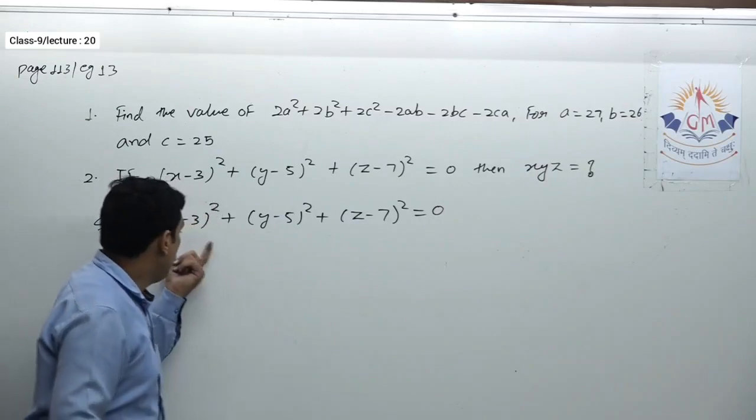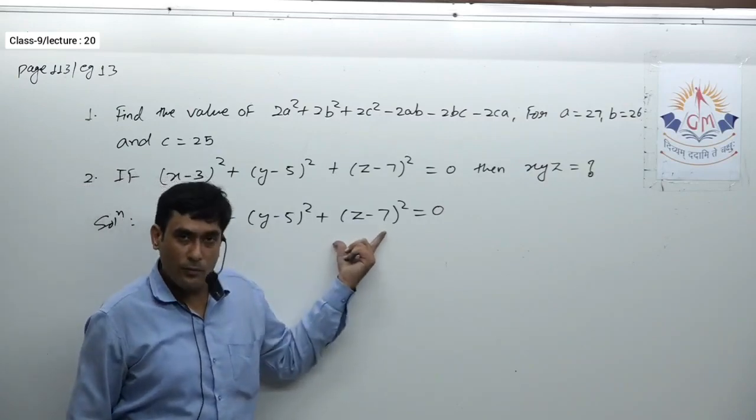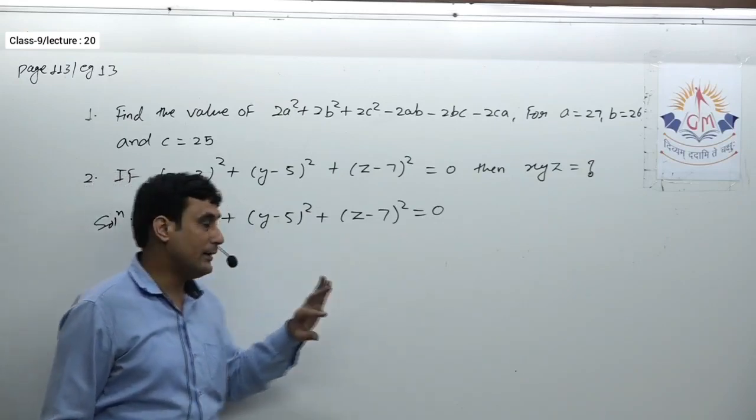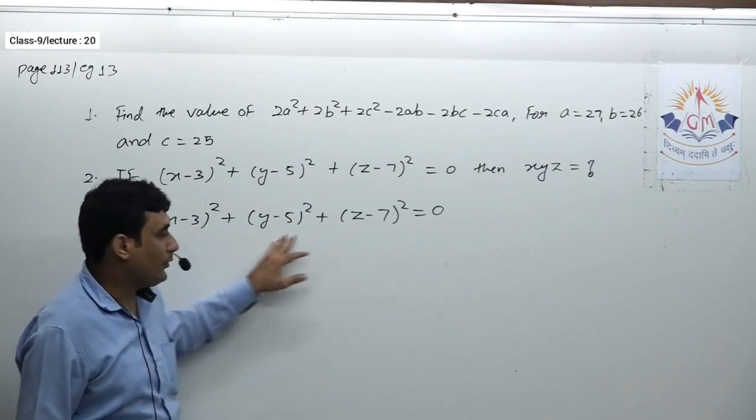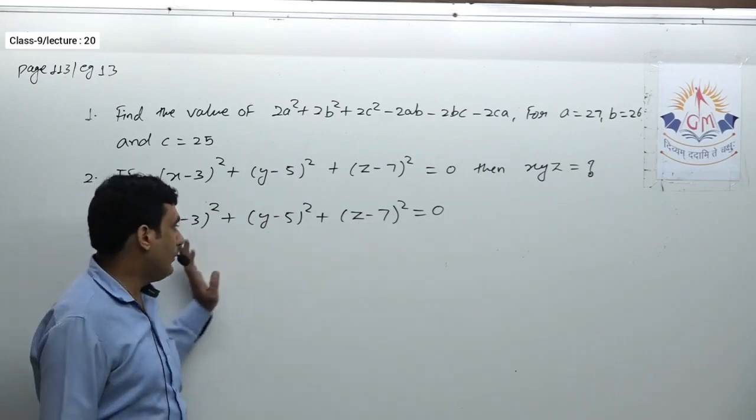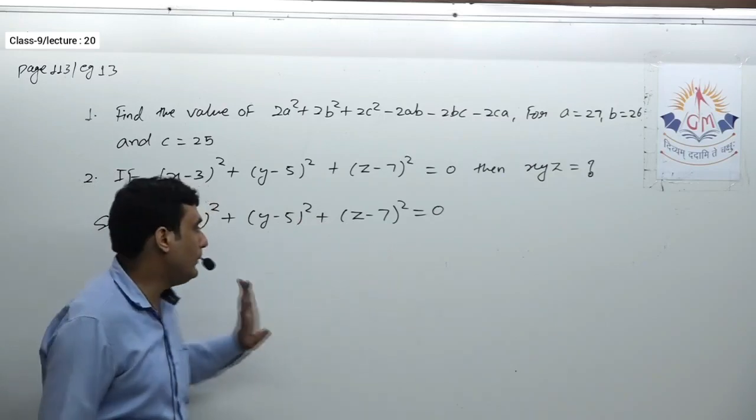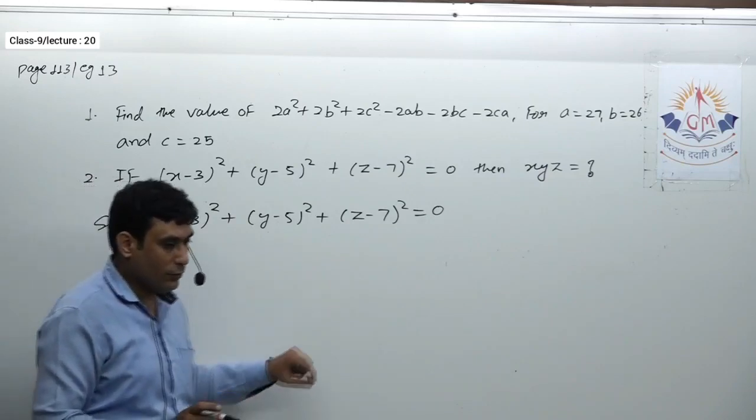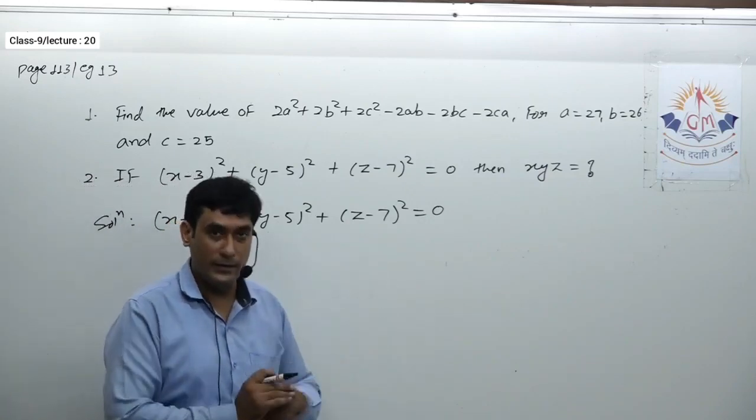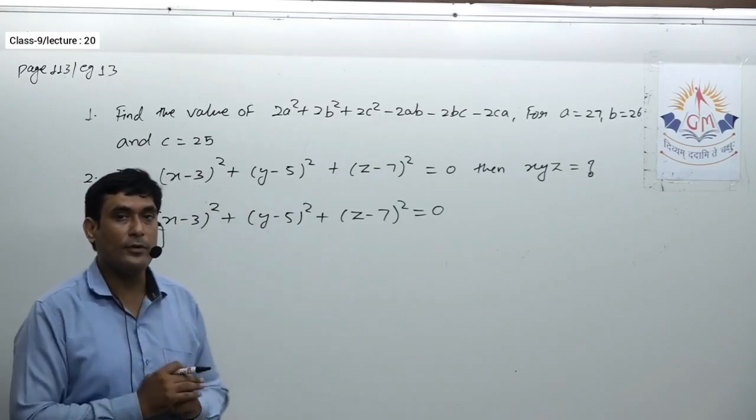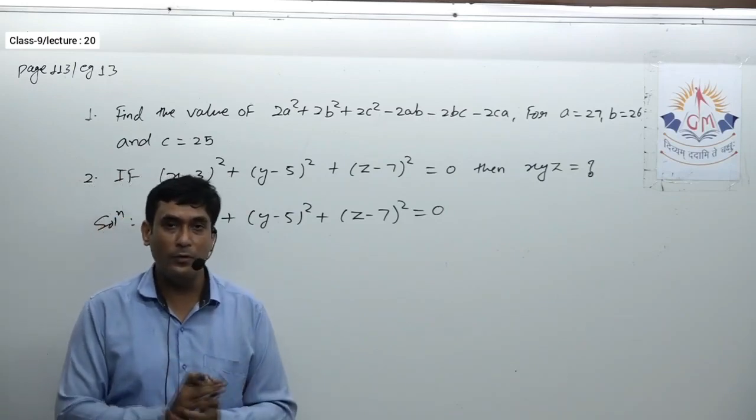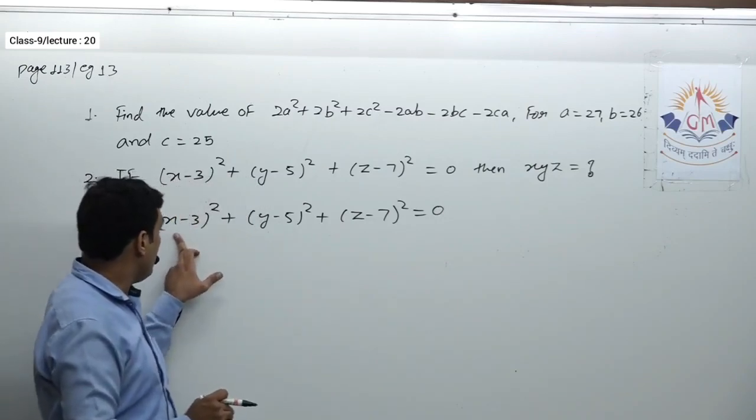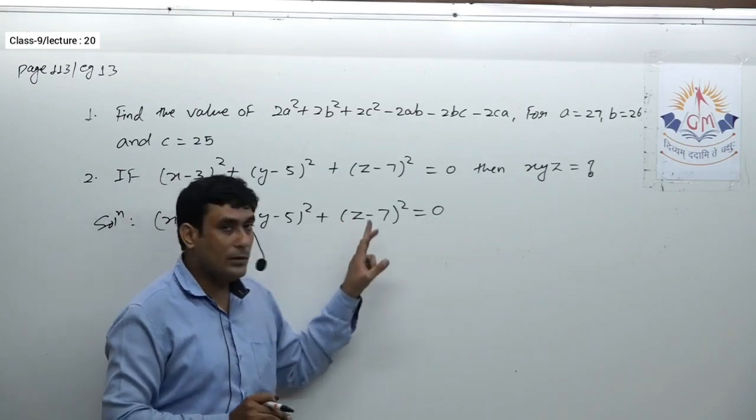Now here this is a complete square, this is also a complete square, this is also a complete square. That means this cannot be negative, this cannot be negative, this cannot be negative. That means each is positive, or it might be 0. See, here the sum of three quantities is 0, and it is for sure that these three quantities are not negative. Now, can we say the sum of three positive quantities is 0? Absolutely no. The sum of three positive quantities cannot be 0. It means these three quantities must be equal to 0.